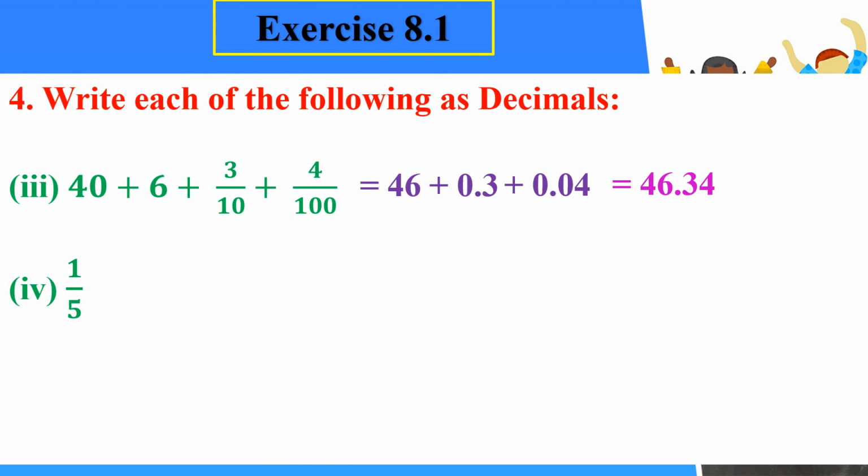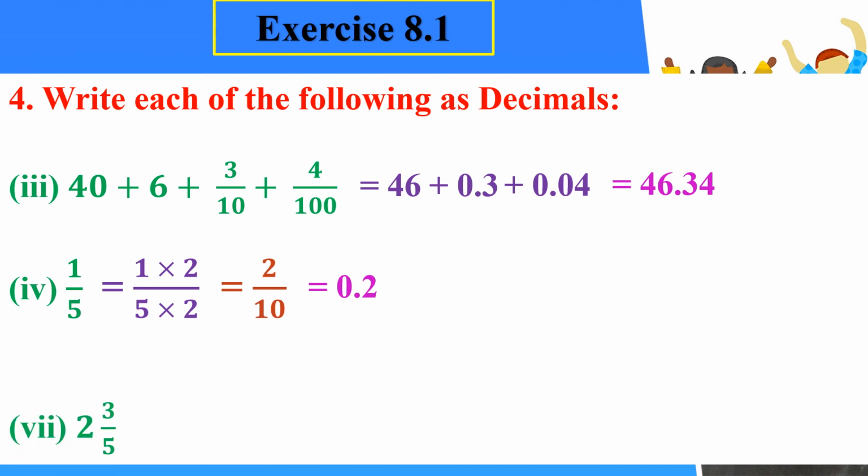Here, the denominator is 5. So, we need to convert the denominator to the lowest, which is 10. So, multiplying the numerator and the denominator by 2, which is equal to 1 into 2 divided by 5 into 2. We get 2 by 10, which is equal to 0.2. Therefore, 1 by 5 in decimals we can represent as 0.2.